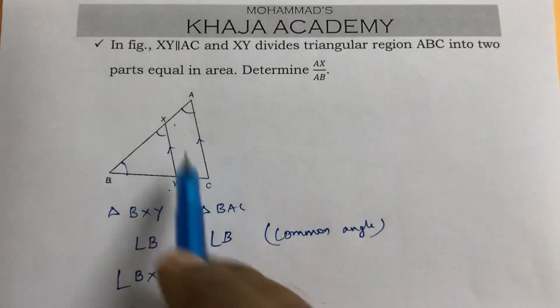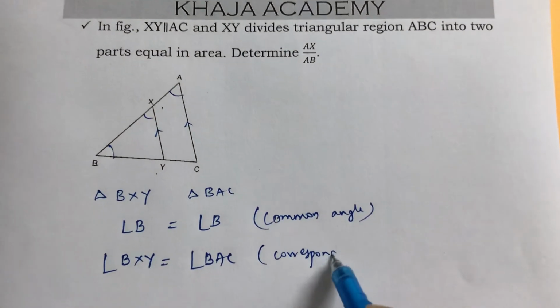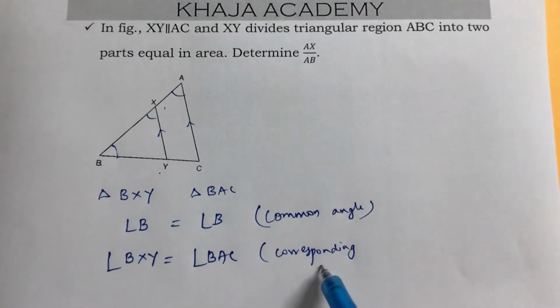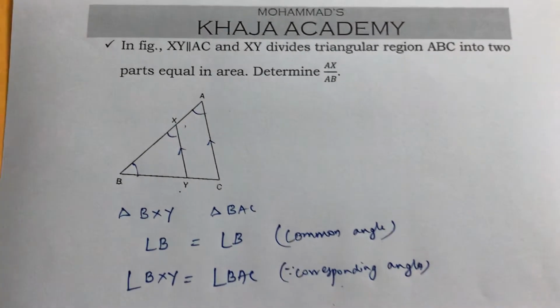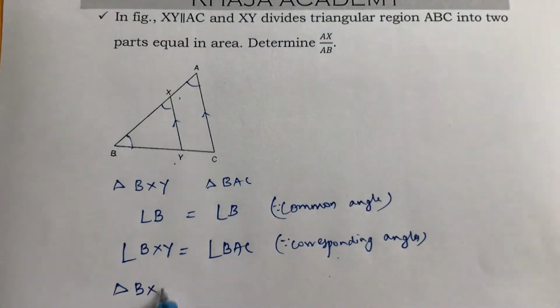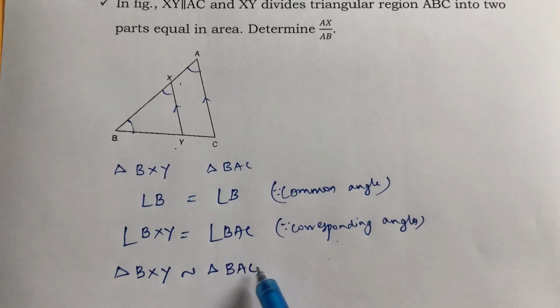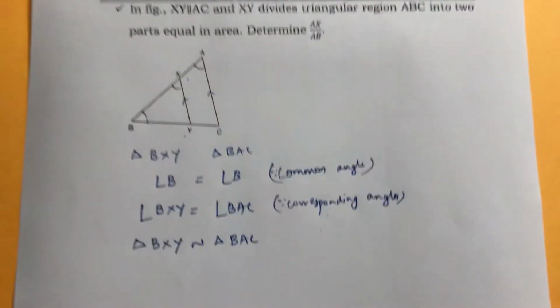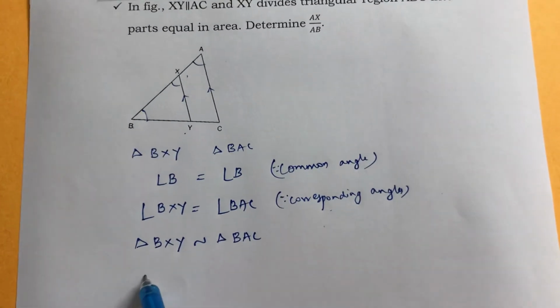As these two lines are parallel, they are corresponding angles. So triangle BXY is similar to triangle BAC. If the triangles are similar, we can apply the area ratio formula.